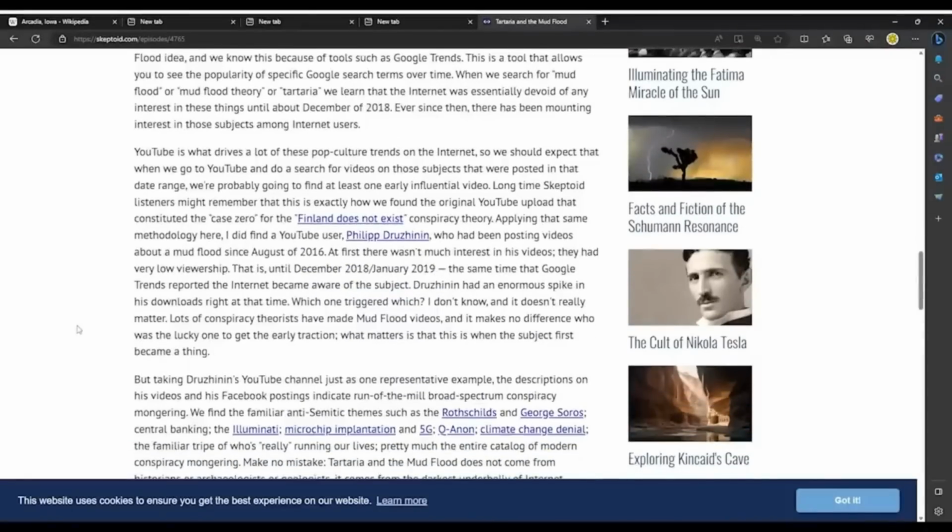And what exactly changed? The same time that Google Trends reported the internet became aware of the subject. Because Google Trends were able to ascertain that. Intriguing. Drugenin had an enormous spike in his downloads right at that time. Which one triggered which? I don't know, and it doesn't really matter. Lots of conspiracy theorists have made mud flood videos, and it makes no difference who was the lucky one to get the early traction. What matters is that this is when the subject first became a thing.